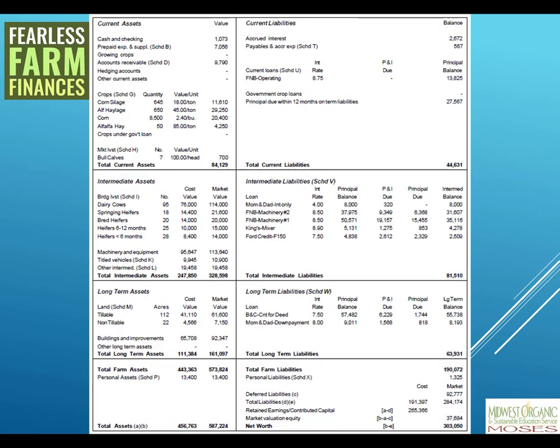So here's an example of a balance sheet. Again, just as a reminder, we have our current assets and current liabilities on the top portion, our intermediate assets and intermediate liabilities in the middle portion, and our long-term assets and long-term liabilities towards the end, with our totals at the bottom, and sometimes our balance sheets include our personal assets too. All getting to that driving ending number of what's our net worth or our equity in our business.